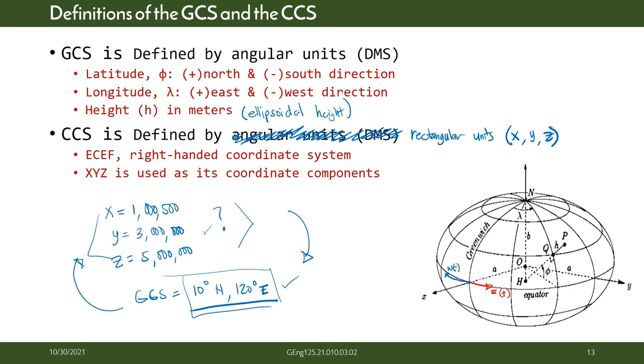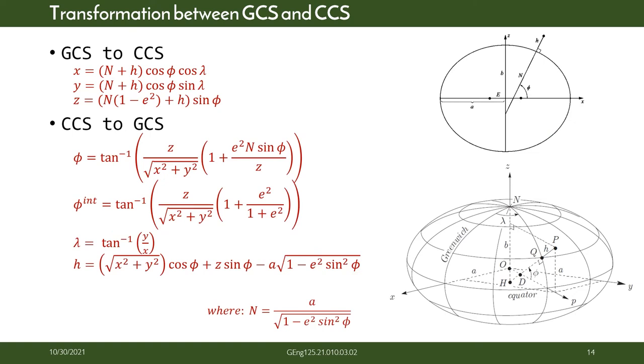Okay. So here is the transformation between the geodetic coordinates and the Cartesian coordinate system. For example, you are given the geodetic coordinates, which is the latitude, longitude, and your height, to X, Y, and Z. If you're given these three values from a certain coordinate system, then you can convert into this one. Given that, we have this formula.